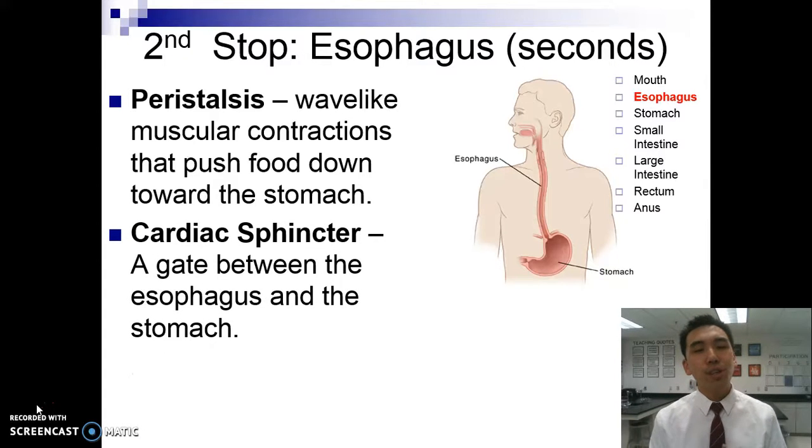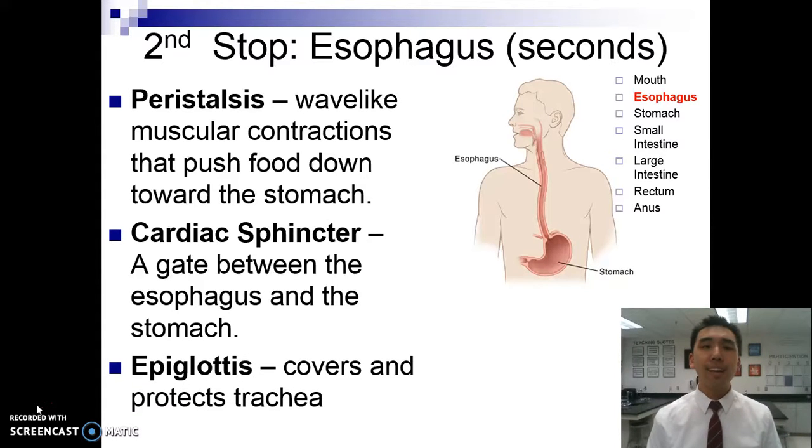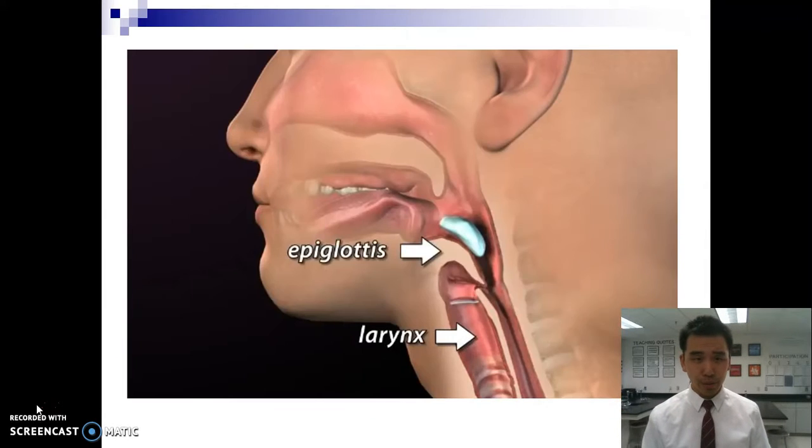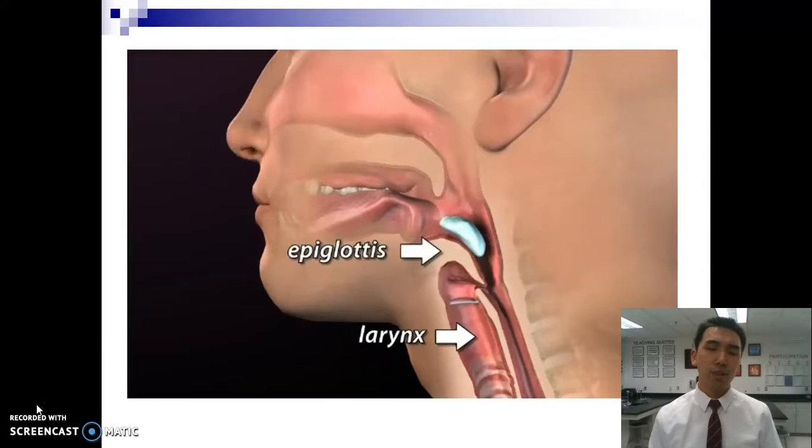Two, I want you to know what the cardiac sphincter is. The cardiac sphincter is the gate between the esophagus and the stomach, and it just naturally allows food into your stomach. And finally, the epiglottis. The epiglottis covers and protects your trachea. So you have 2 pipes. I can show you some pictures here. You have 2 pipes that go down your body.